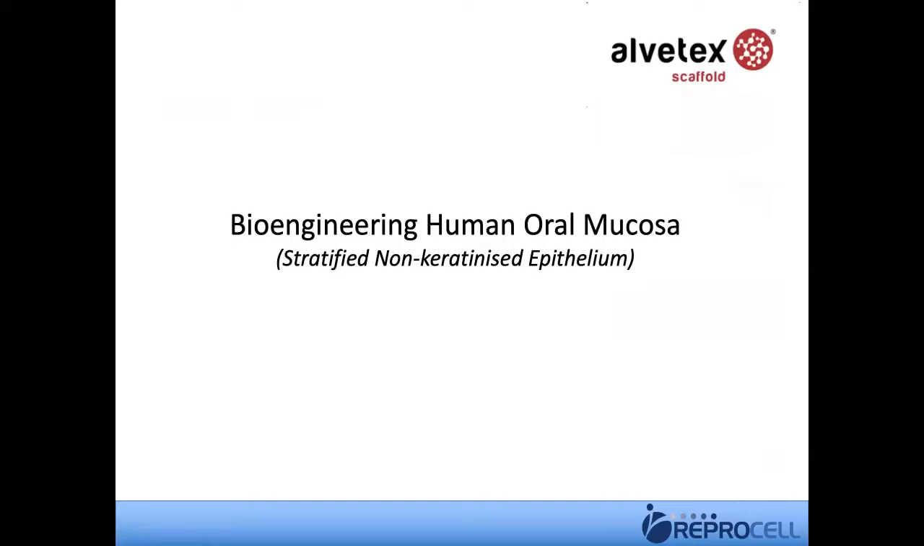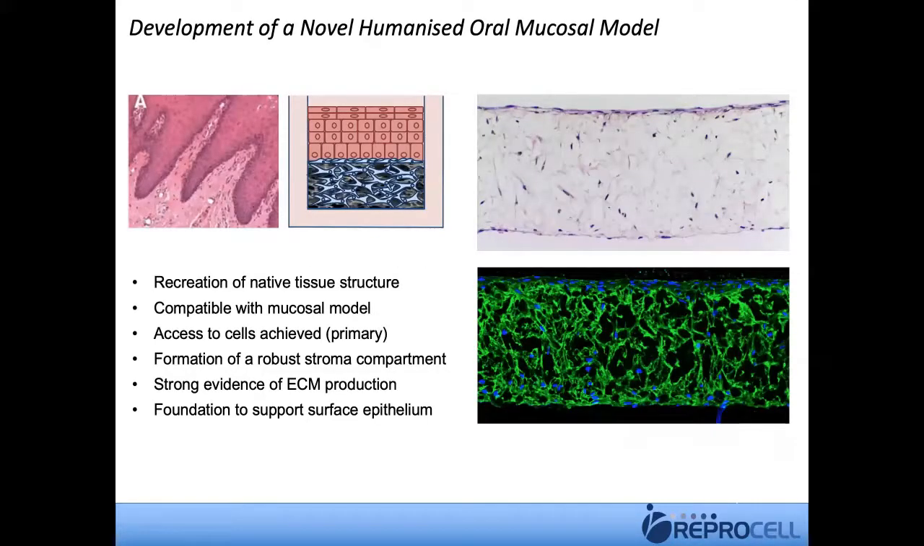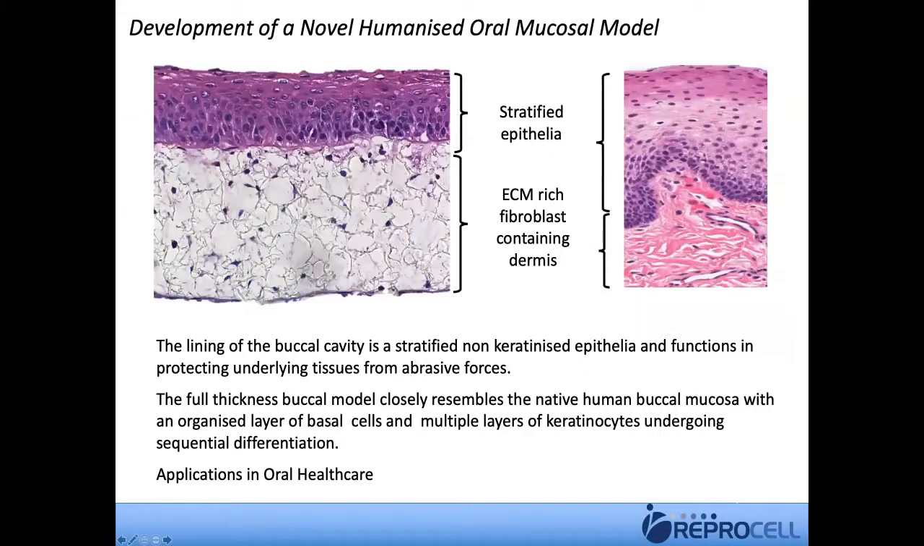And the last quick example I'm going to show you is the oral mucosa for oral healthcare applications. So again, we are able to follow the same strategy. In this case, we're putting fibroblasts from the mouth into Alvetex and allowing them to grow to form collagen and other extracellular matrix within that construct. Again, creating this foundation to support the surface epithelium, which we then seed onto the surface.